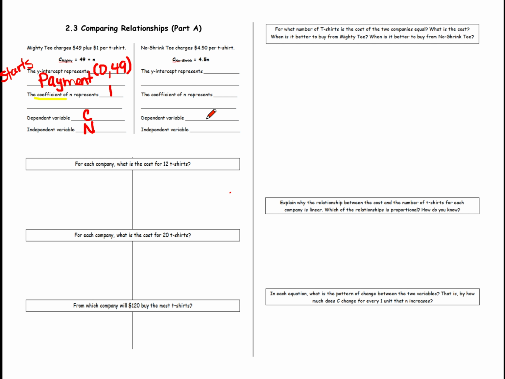Okay? So now let's look at the No Shrink T. The y-intercept, again, this is where it starts. Well, this one starts, well, if I buy 0 shirts from this company, how much am I going to pay?